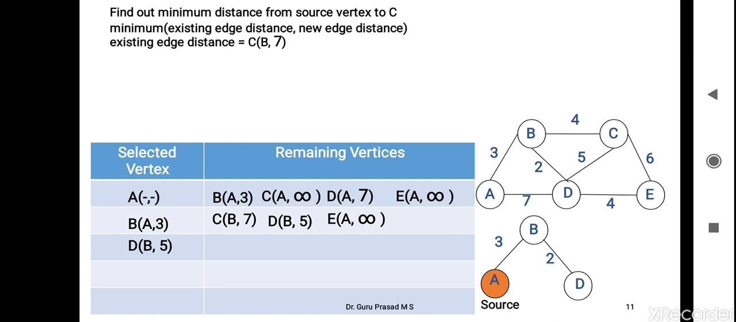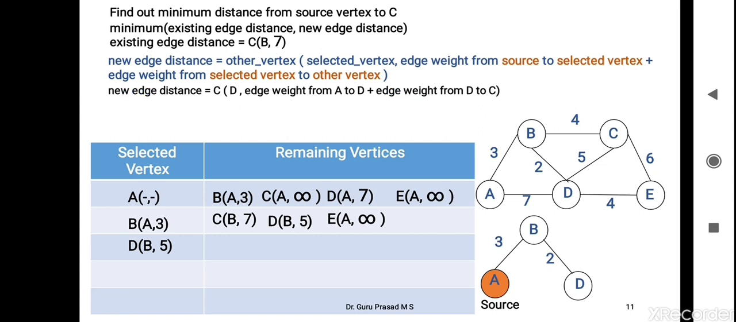The formula is: other vertex of selected vertex comma, edge weight from source to selected vertex plus edge weight from selected vertex to other vertices. Now C is the other vertex, and the selected vertex is D. First you have to find the edge weight from A to D plus the edge weight from D to C. That is C of D comma 5 plus 5. The edge weight from A to D is 5, and observe the D to C edge, that is 5. It will become C of D comma 10.